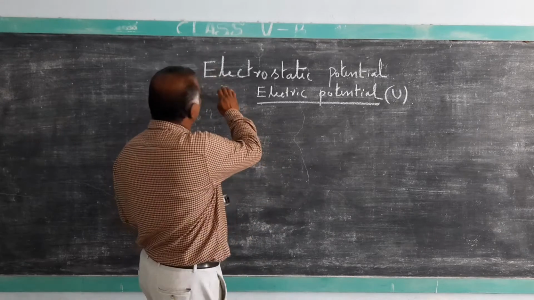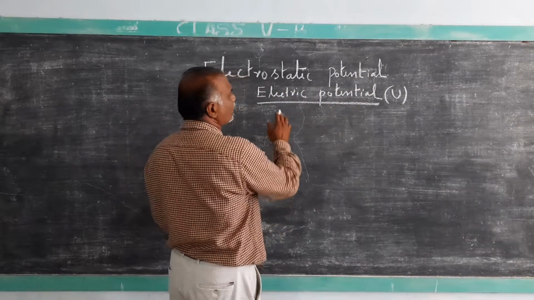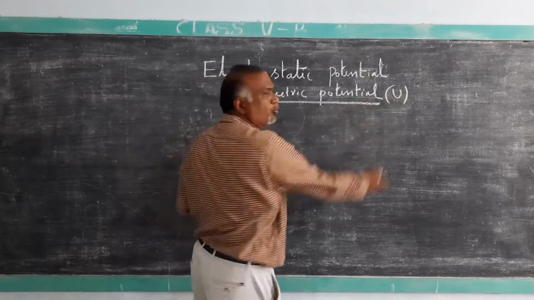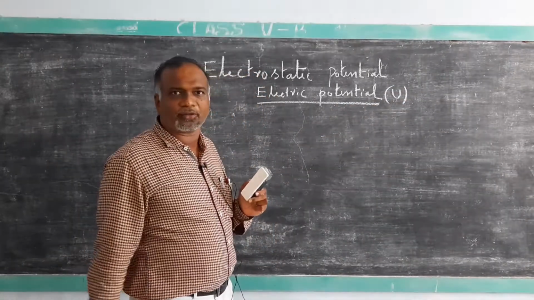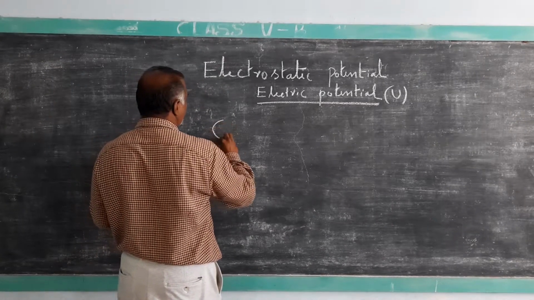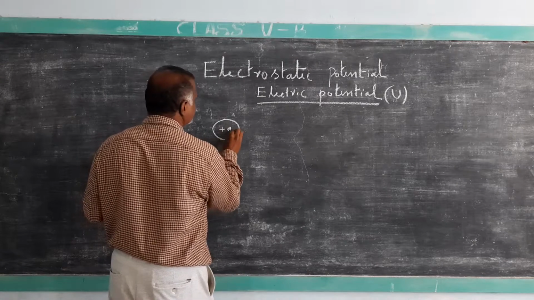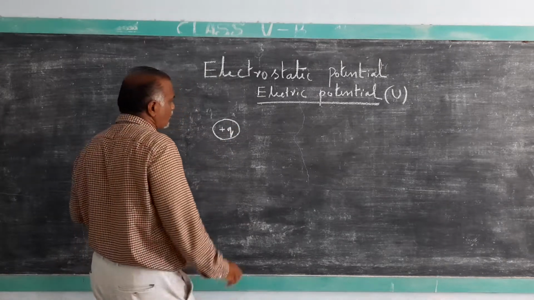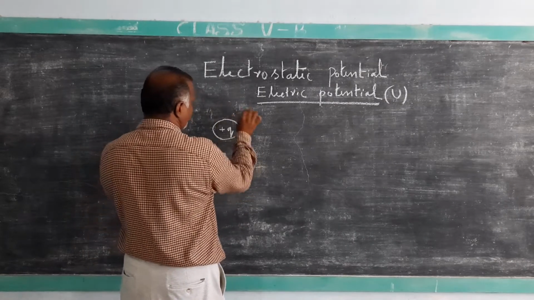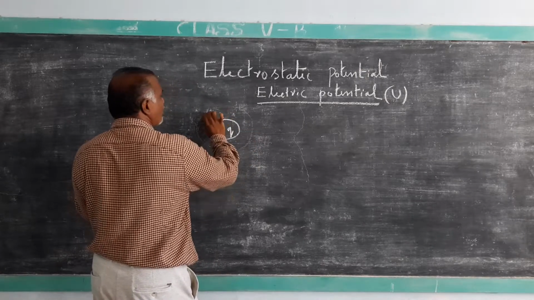This class we are going to handle electrostatic potential. Electric potential, the symbol is U. For example, there is a positive charge plus Q here. So there is a field over it, an electric field. Whenever there is a charge, the surrounding is in the electric field.